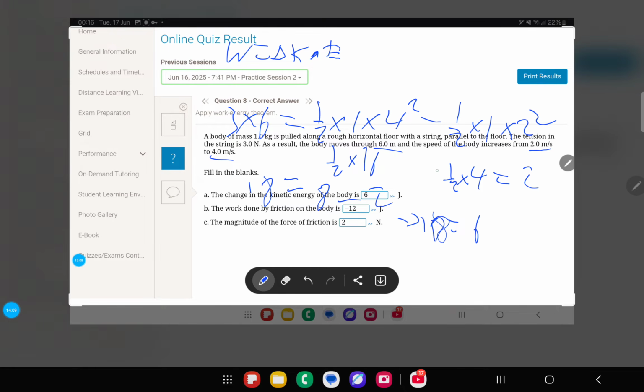Oh yeah, by the way, I put the work of tension here. This is the work of tension, okay? We don't need that right now, we only need this one. The change in kinetic energy, what they asked for. Okay, so change in kinetic energy is 6.